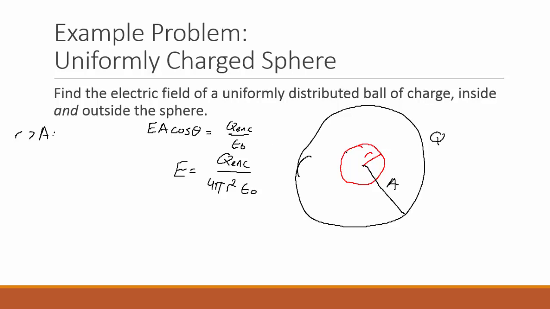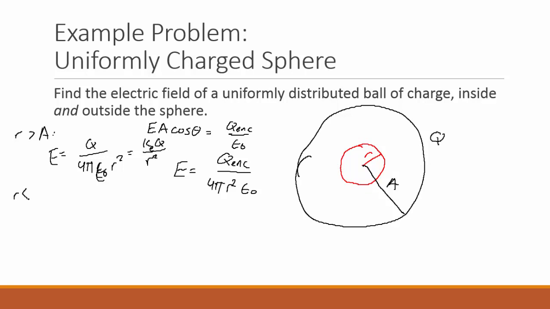If r is greater than the radius of the physical object, then all of the charge is inside of the Gaussian surface, so the enclosed charge in this case is just the total charge Q. So then we just have the formula we had before, which is Q over 4 pi epsilon naught times r squared, or as you could also write it, kQ over r squared. So that's nothing new.